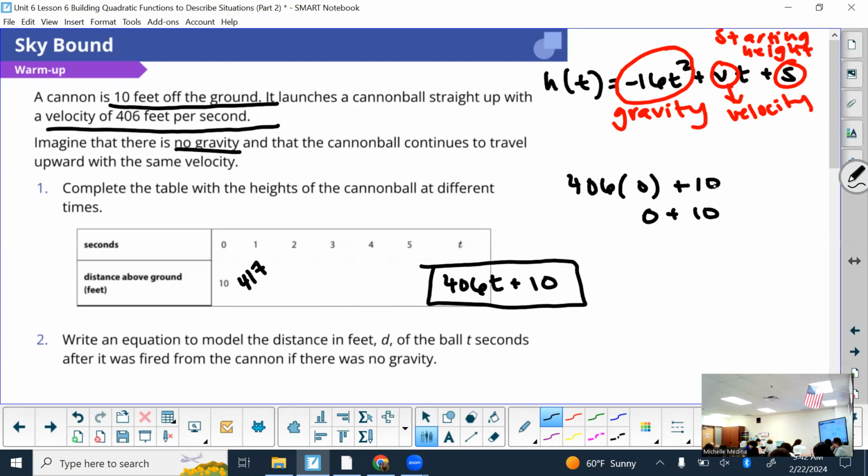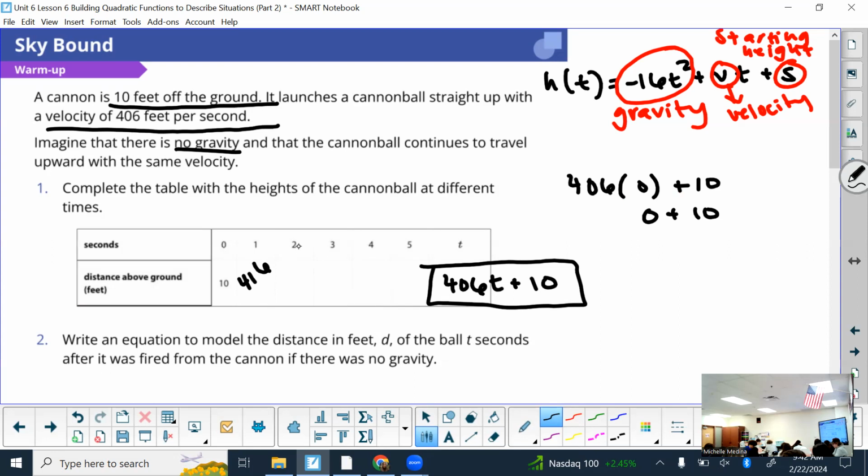Because what I think you did, actually, I'm not quite sure, but double check. Or 416, all right, is what this one could be, because we're plugging in the 1. 1 times 406 is 406. 406 plus 10 is 416.